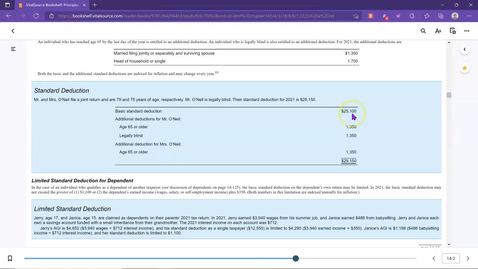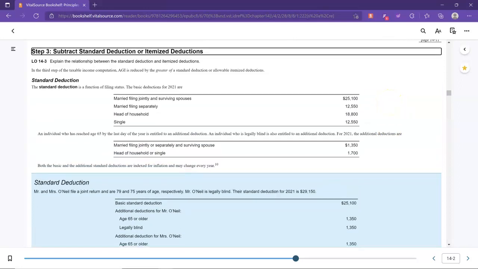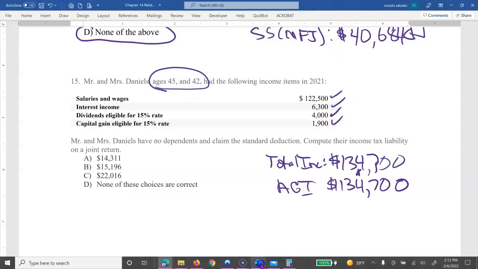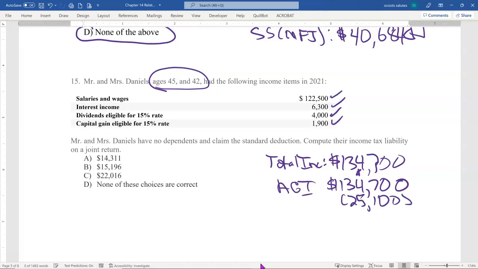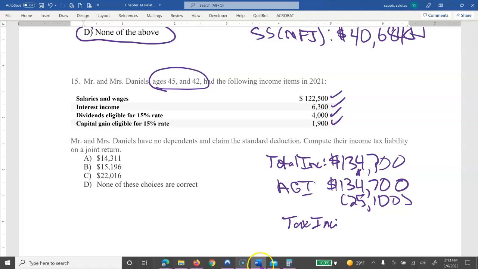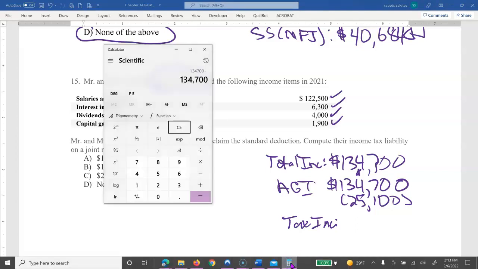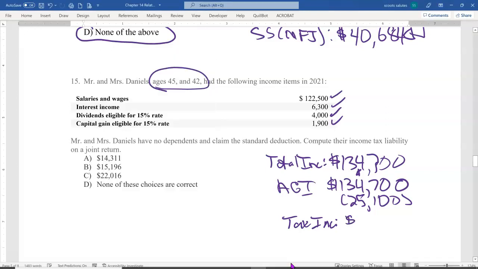So standard deduction for a joint return, married filing jointly, is going to be $25,100. Right, so that's what we're going to need to come over here. $25,100. So that means taxable income is going to be the difference between those, which is about what? We have a calculator. We'll work through it together. We subtract 25,100, so that's 109,600. So that's my taxable income.